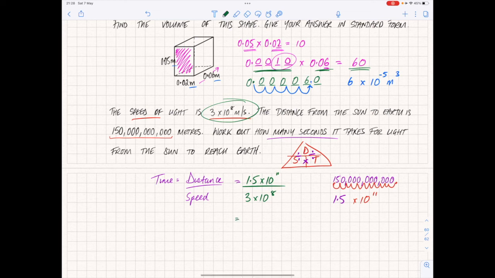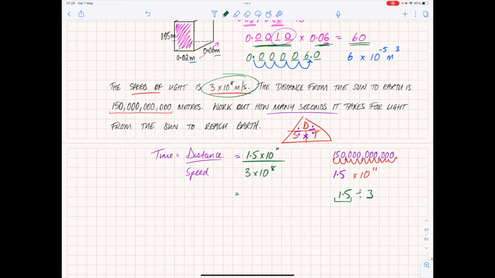Okay, so what we now need to do is basically work this out. So let's ignore the times 10 to the power of 11 and times 10 to the power of 8 for a second, and let's just deal with the number. So what you're basically saying is 1.5 divided by 3. Okay. Now, if you struggle to do that with decimals, what you could do is turn the 1.5 to a whole number. So you could times that by 2, so you actually end up with 3. And I could times this by 2 and I end up with 6. So the same sum is 3 divided by 6.